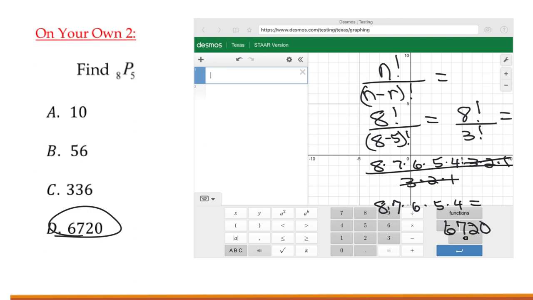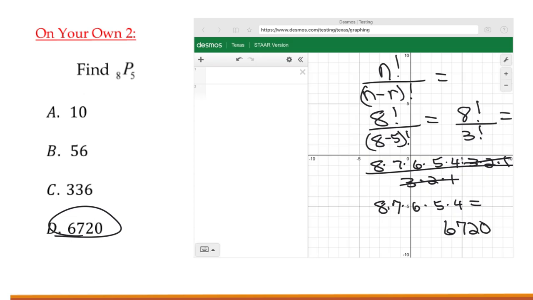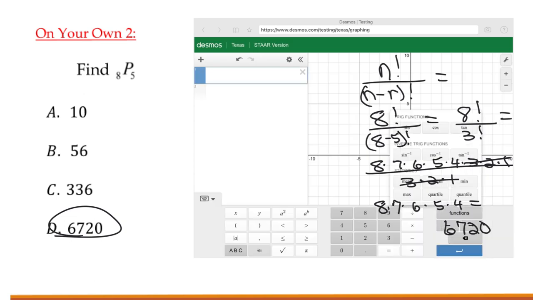As you notice, I do have the Desmos calculator pulled up, and that is because we are going to be actually using the calculator to find this permutation. So I'm going to click on functions. I'm going to scroll all the way to the bottom, and the last two things that you see are nPr and nCr. We are doing a permutation, therefore I'm going to choose nPr. To calculate this, I put in parentheses the two numbers. n is 8, n is always going to go first, and r is 5, and immediately I get an answer of 6,720.